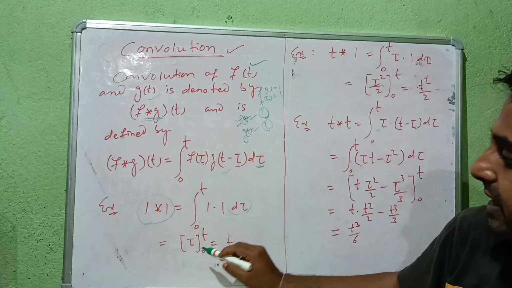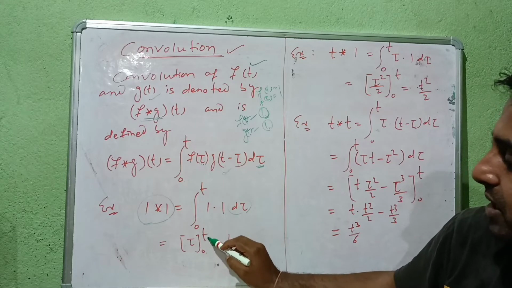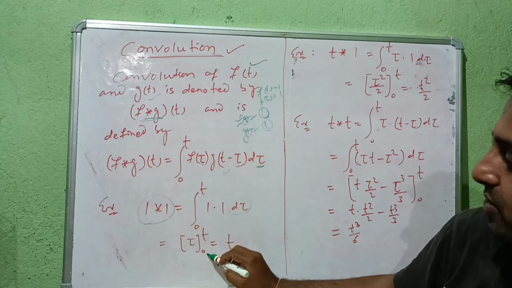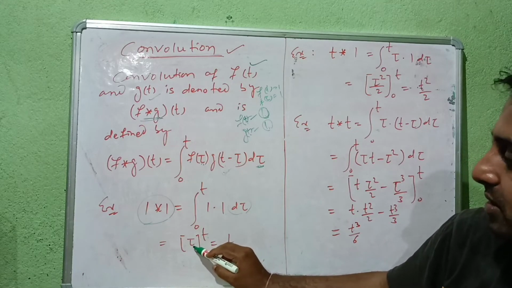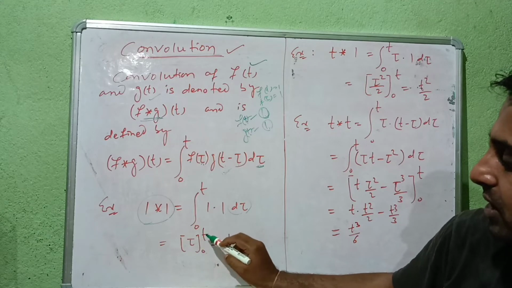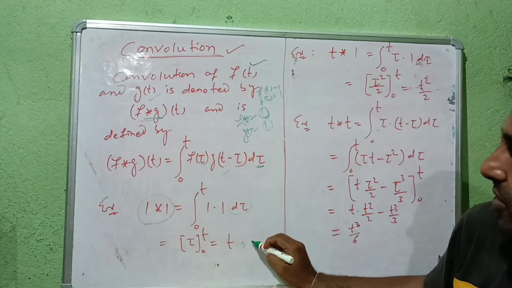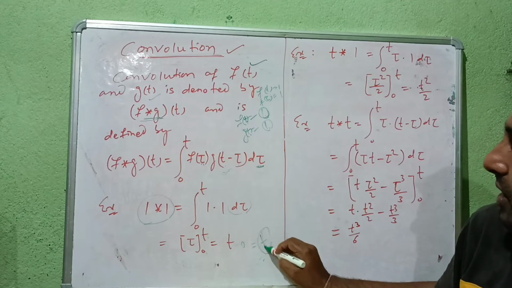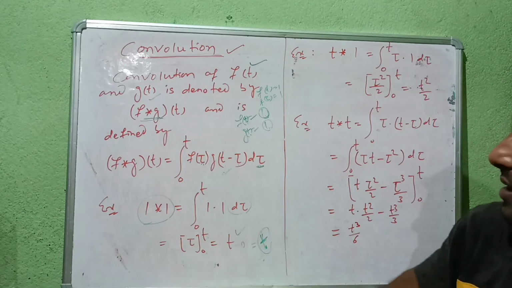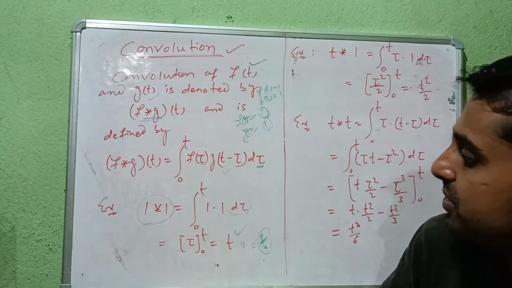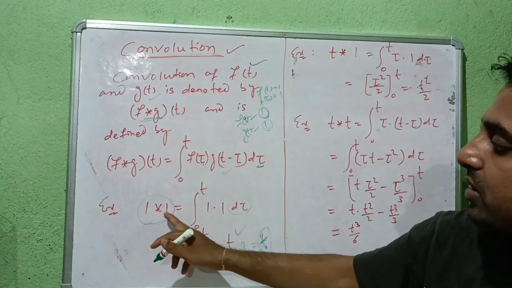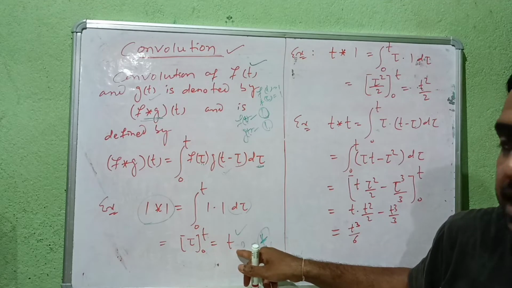Just integrate it, and the integration is tau, with limit 0 to t. After upper limit minus lower limit, in place of tau put t, since this is the limit of tau only. So this is t minus 0, which is only t. So t is the answer. Your convolution of 1 and 1 is equal to t.